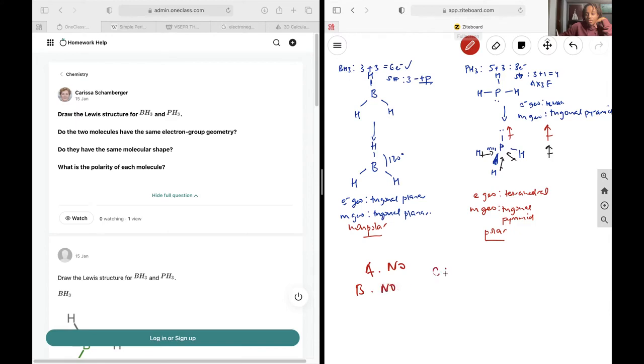The answer to C, we have already found. BH3 is nonpolar, PH3 is polar. So we have nonpolar for BH3, polar for PH3. And that's going to be it for this question.